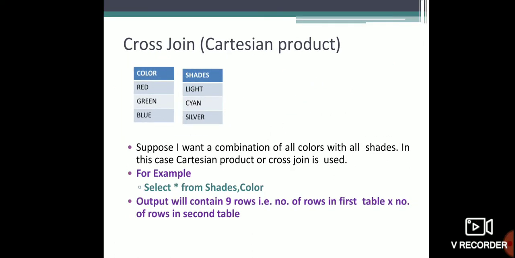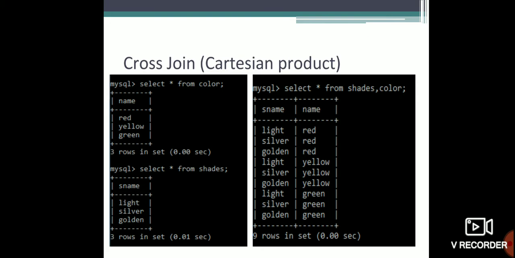How do we write the query? You can see: select asterisk from shades comma color. Shades is table 1 and then color. I have written shades comma color, so it will return light with red, light with green, light with blue, then cyan with red, cyan with green, cyan with blue, then silver with red, silver with green, and silver with blue. You can see the result also here: select asterisk from shades. In shades you have light, silver, golden, and in color you can see red, yellow and green. So you can see how the output is shown here.